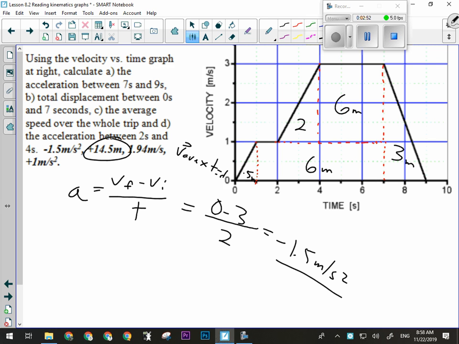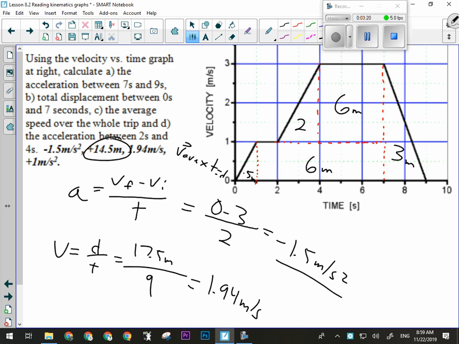Okay, so now I can calculate the total distance and the total time because that's what I need to get average speed. So we already had 14.5 plus 3 is 17.5 meters, and the total time is 9 seconds. So 17.5 over 9 should be 1.94 meters per second. Everybody all right with that one?